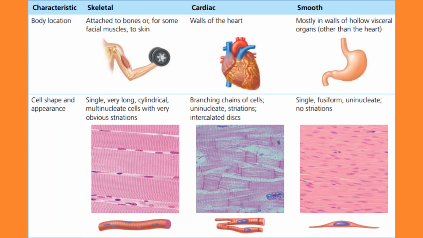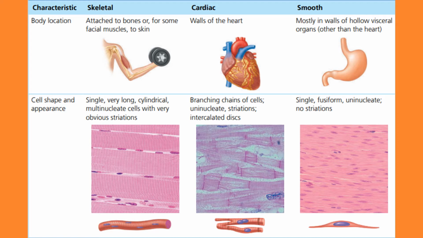Let's look at the summary of each muscle. Characteristics of skeletal muscle, cardiac muscle, and smooth muscle. First one is body location. Skeletal muscles are attached to the bones or, for some facial muscles, to skin. Cardiac muscle is found in the walls of the heart, and smooth muscle mostly in the walls of hollow visceral organs.